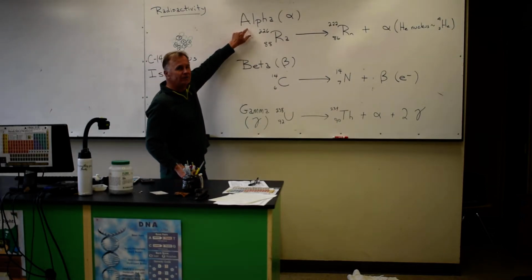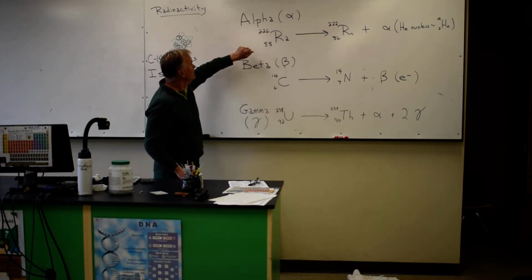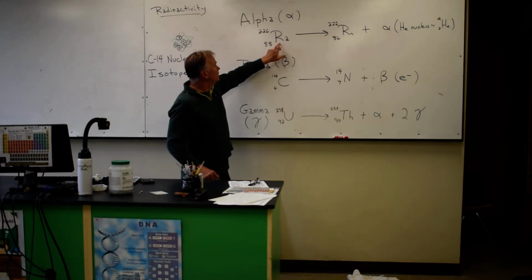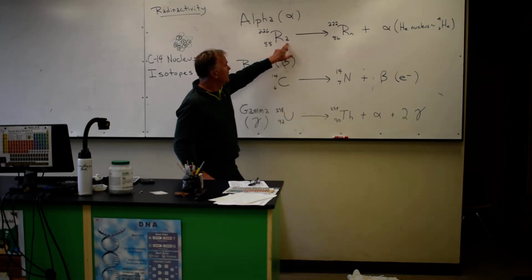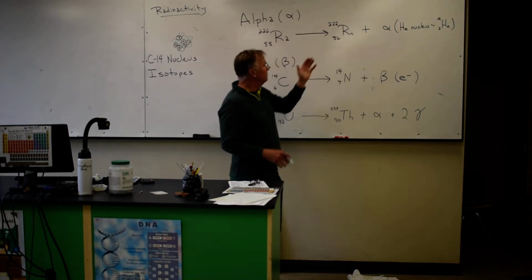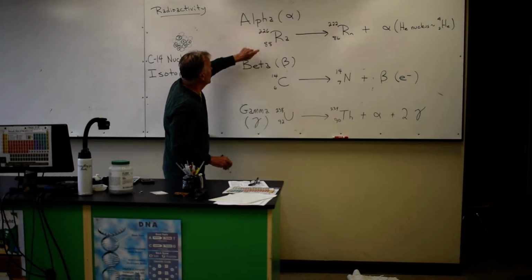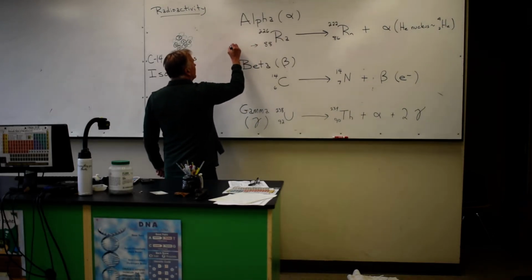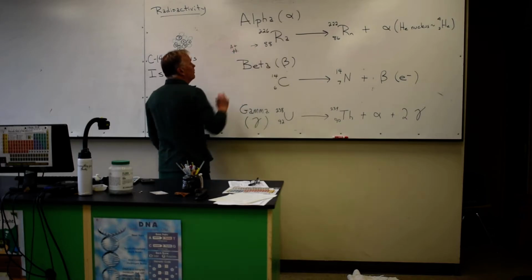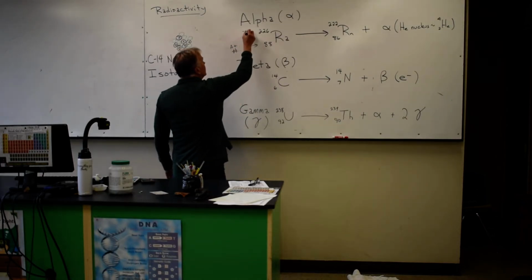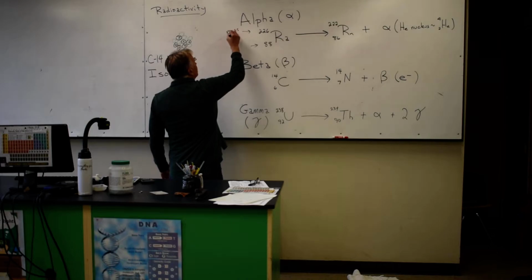First one is alpha. I'll take an example here. Here's radium, and it breaks down into radon. So we call that transmutation. And you'll notice what happens here. Remember, that's the atomic number of protons, and there's your mass number.